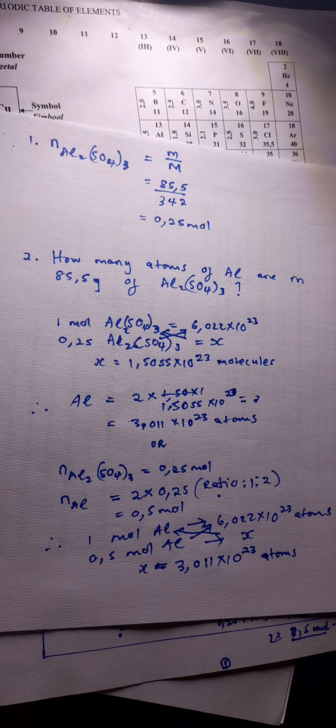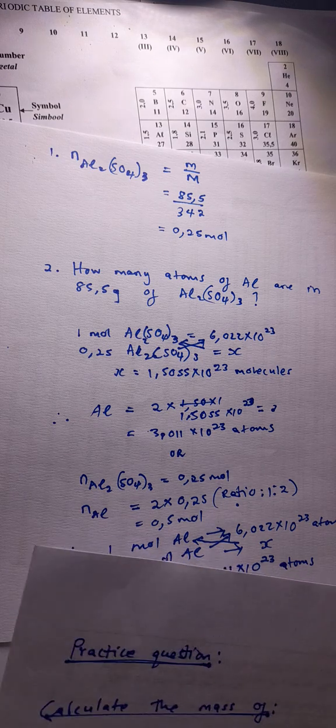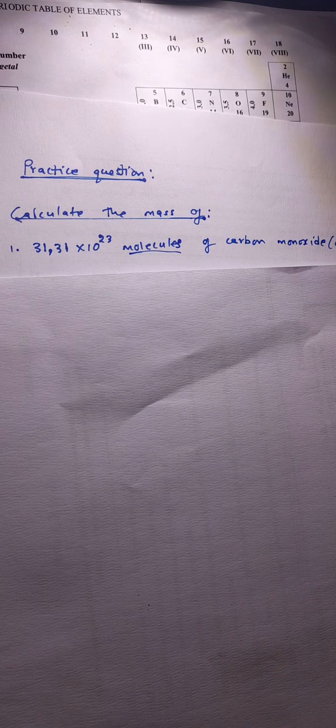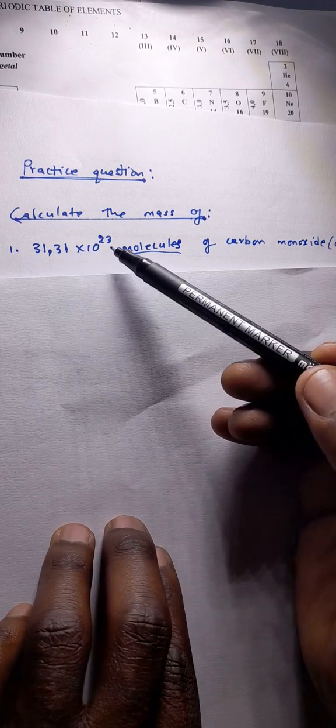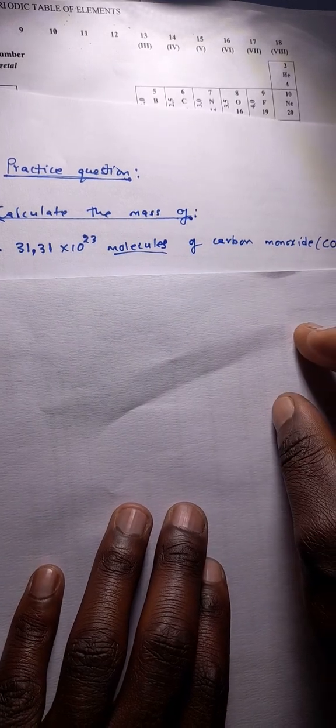Moving on, there's another example I want us to do. Working together we can achieve a lot. The more exercises you embark on, the more you're going to understand this topic. Now let's look at the following question. It's a practice question. It says, calculate the mass of 31.31 times 10 to exponent 23 molecules of carbon monoxide. Can you see that? CO, carbon monoxide.